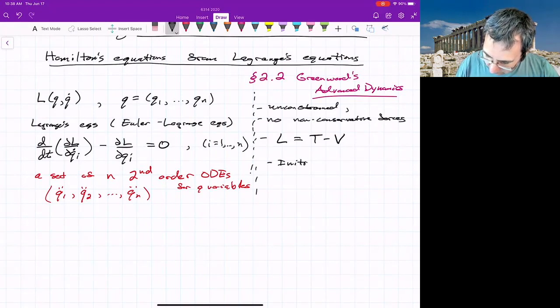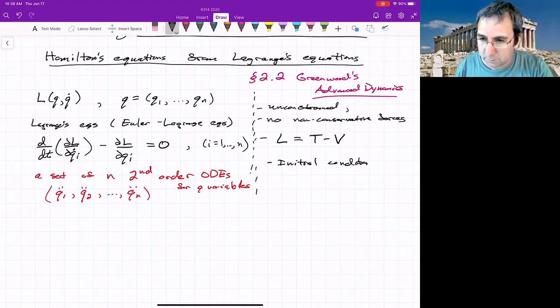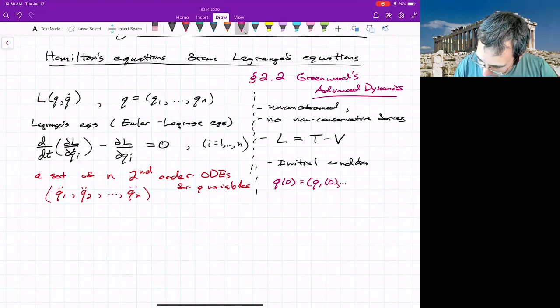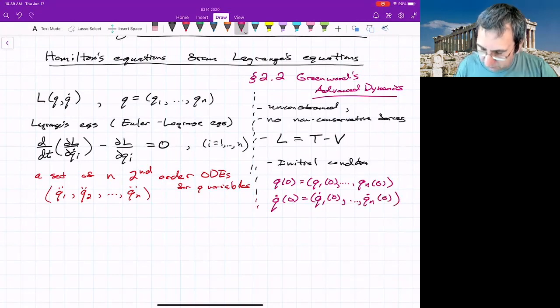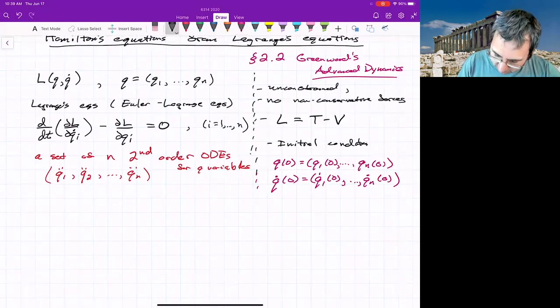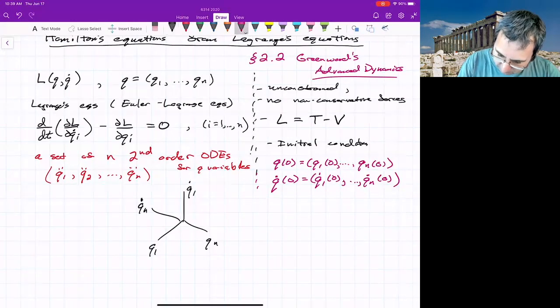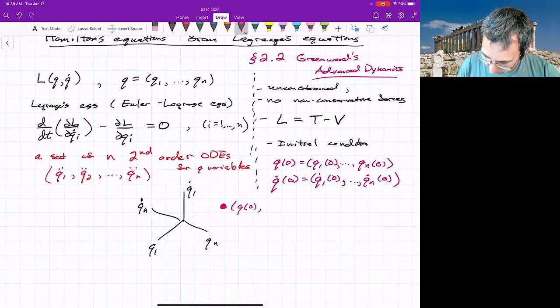So if we have an initial condition, q at time zero means this n-dimensional point in the configuration space at time zero. But then we also have to specify q dot at time zero. So what are the generalized velocities at time zero? And this gives rise to a point in this n-dimensional space, q1 through qn, q1 dot through qn dot. I'm just abstractly showing that the initial condition corresponds to a point, q0, q dot zero.